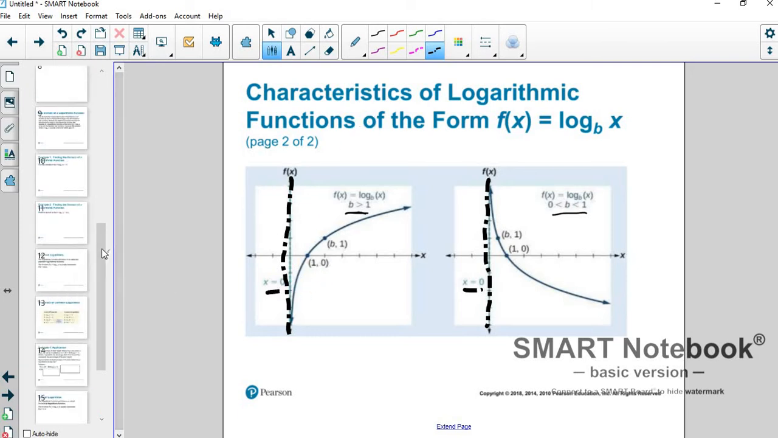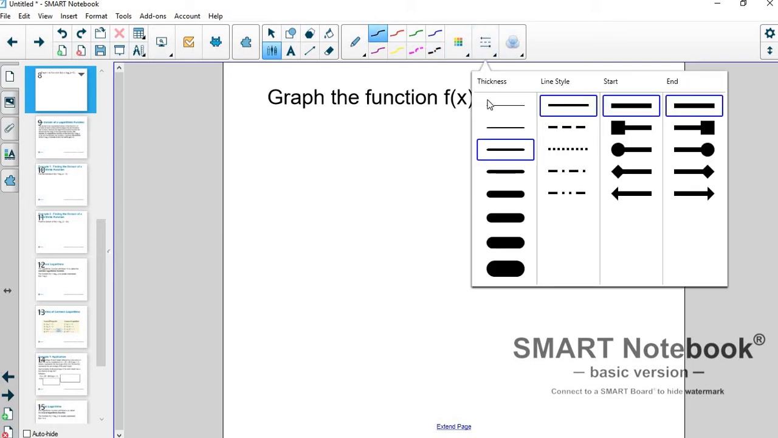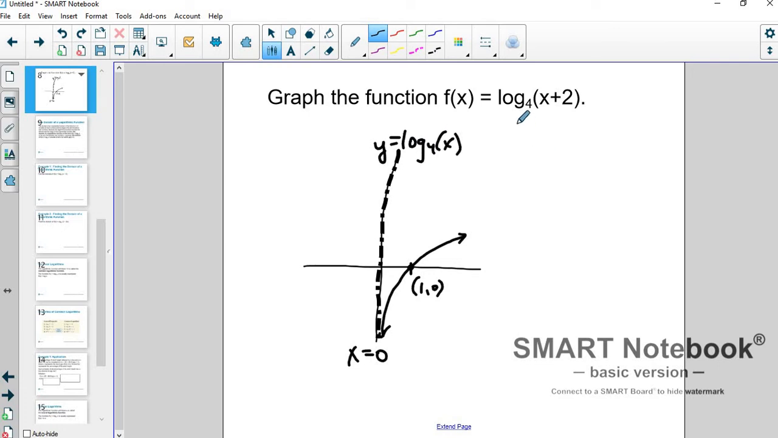All right, so let's graph the function f of x equals log base 4 of x plus 2. How are we going to do that? Well, what's the base graph look like? The base graph has an asymptote at x equals 0. It has an x-intercept of 1, 0, and it goes up to the right because b is bigger than 1. So that's what y equals log base 4 of x looks like. What does the plus 2 do? That shifts it to the left 2.